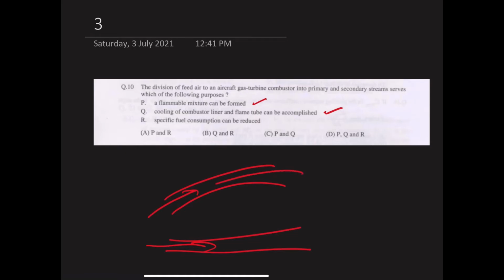So here option P, a flammable mixture can be formed, is true. And Q, cooling of the combustor liner, because of the air which is passing through the bypass, the hot air stream and the cold air stream help to cool the combustor liner and the flame tube, the cold air passing through the bypass. So option Q is also correct. And specific fuel consumption can be reduced, no. So the correct option is option C, P and Q.